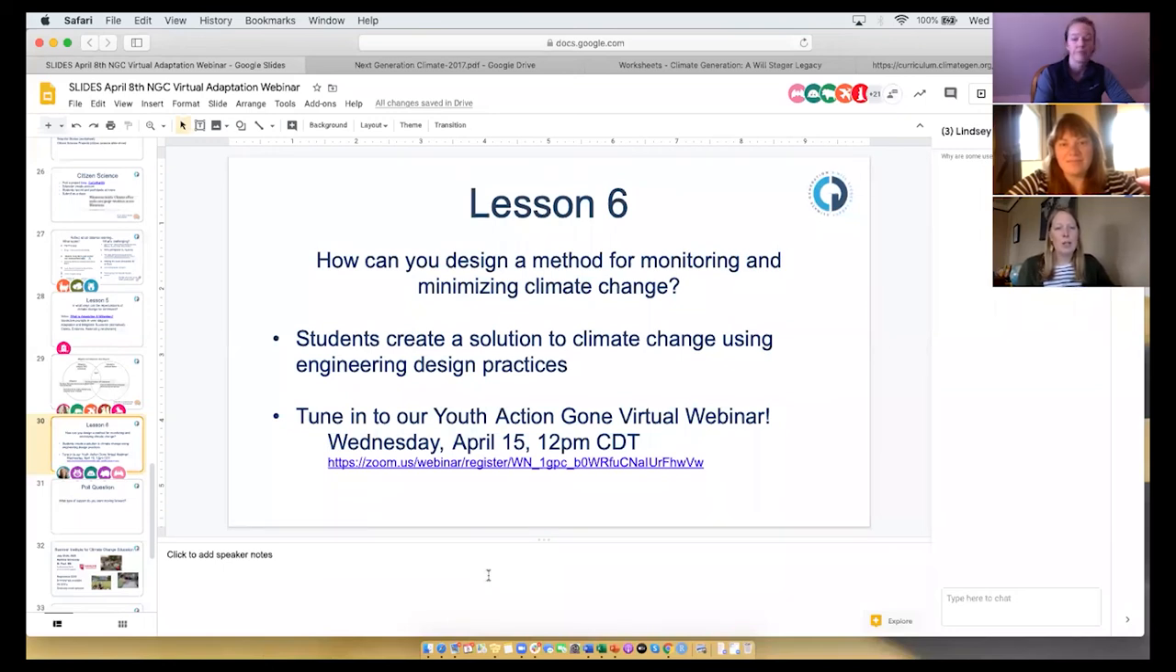So lesson 6, just like the rest of this curriculum, supports NGSS. This solution is using engineering design practices to support the standards. So it actually walks students through steps to create a project that would help minimize the effects of climate change.